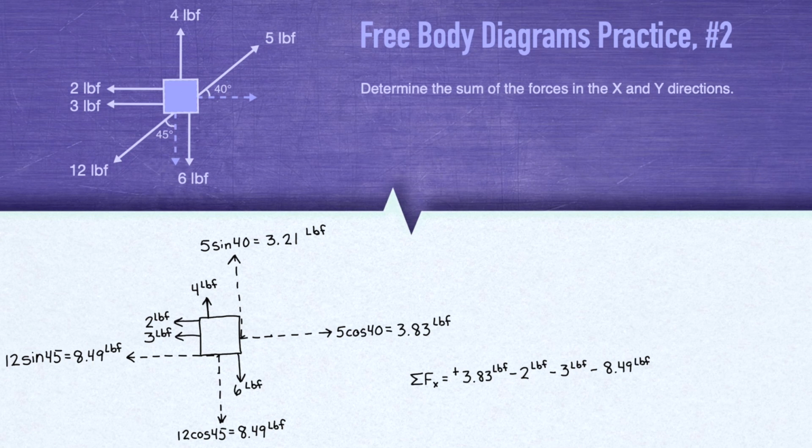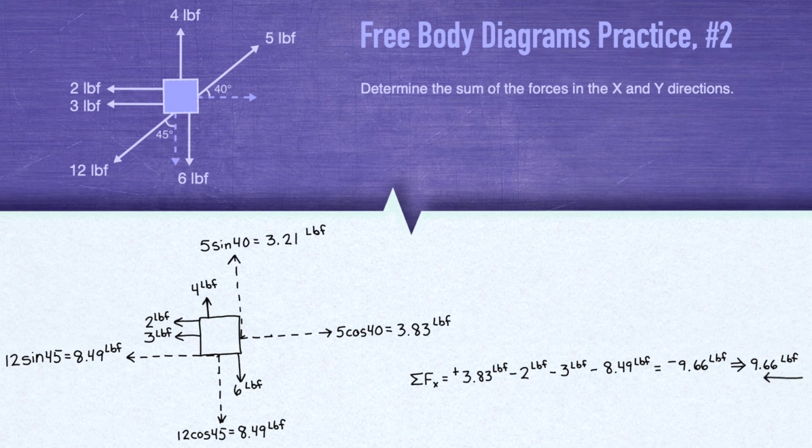So then the answer for the summation of the forces in the x direction comes out to be negative 9.66 pounds of force. And like I stated in my free body diagram explanation video, if a force ends in a negative number, all that really means is that it's going in the opposite direction from whatever numbers you called positive. So basically, negative 9.66 pounds of force just means that it's 9.66 pounds of force in this direction.